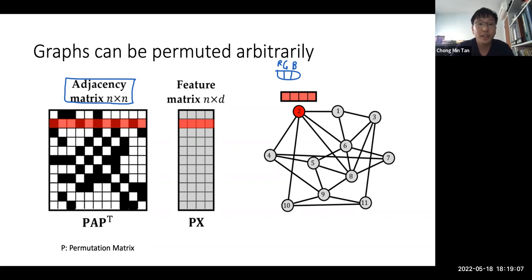You are jumping ahead already. This is actually going to be in the next few slides. But yes, we will see some relation between graph neural networks and transformers.